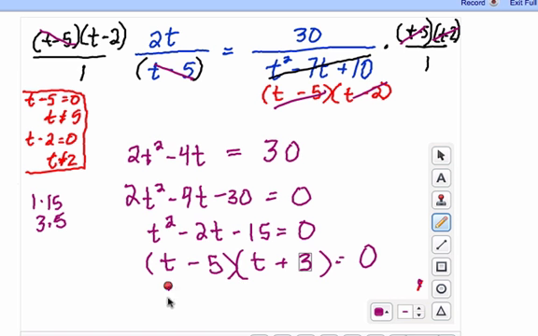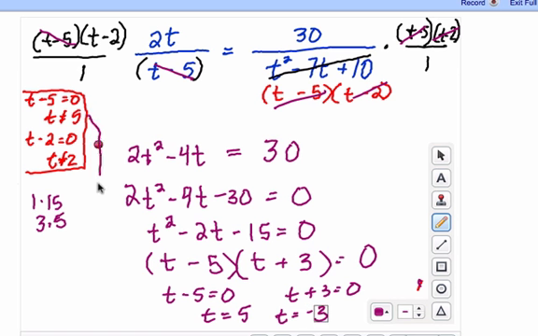Good. So now you set each of these equal to 0. We get t equals 5 and t equals negative 3. And we know that t cannot equal 5. That was one of our restrictions. So it cannot equal that value, so it's just t equals negative 3.